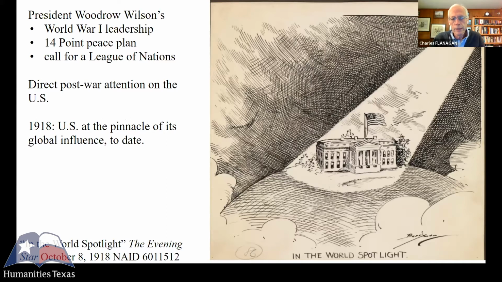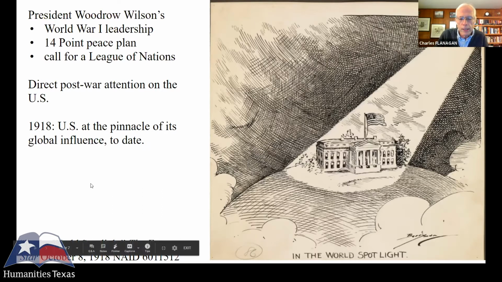Critically, we go to 1918, and President Woodrow Wilson's World War I leadership has enabled him to espouse this 14-point peace plan in which a peaceful world would be founded on an international organization called the League of Nations. And this is going to direct post-war attention on the U.S. in a way that hasn't been seen before and really bring the U.S. to the pinnacle of its global influence to date. And so this cartoon from October of 1918 shows the White House surrounded by clouds with some kind of otherworldly light shining on it, signifying that international attention.